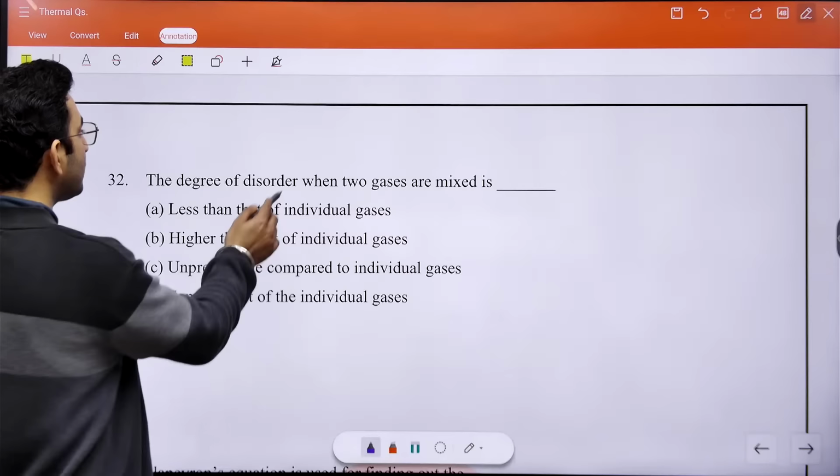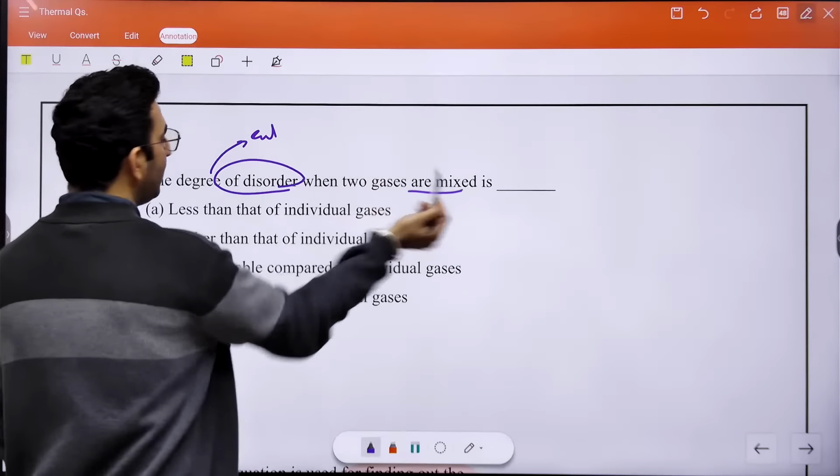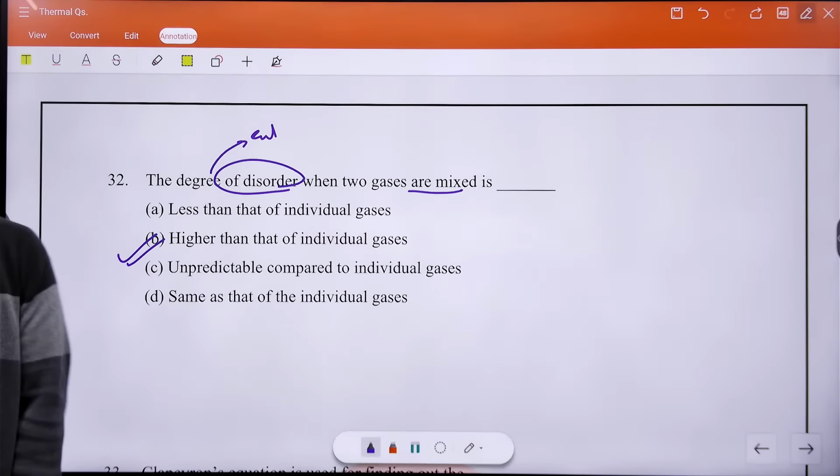The degree of disorder is representing the entropy basically. So if you are mixing, the entropy is going to increase. So it is going to be higher than that of individual gases here. Okay, now.